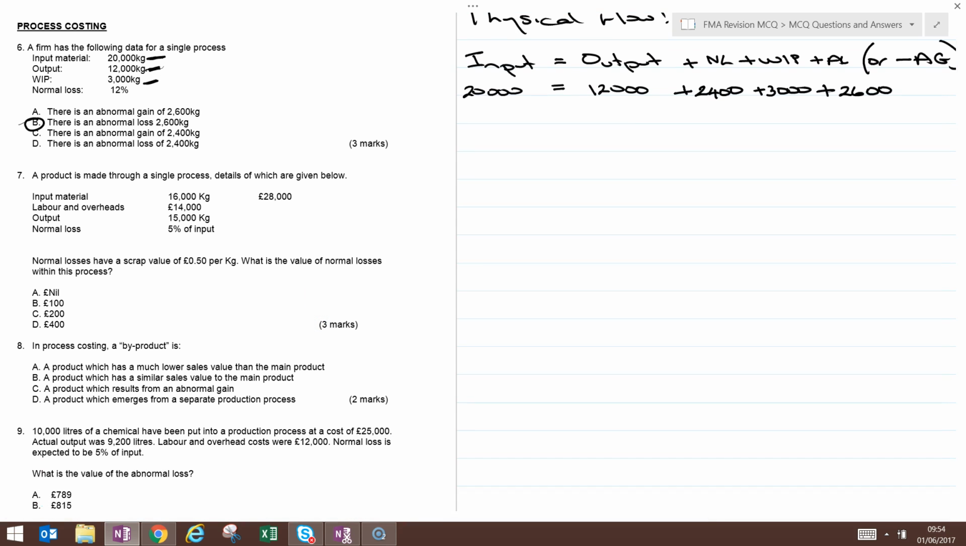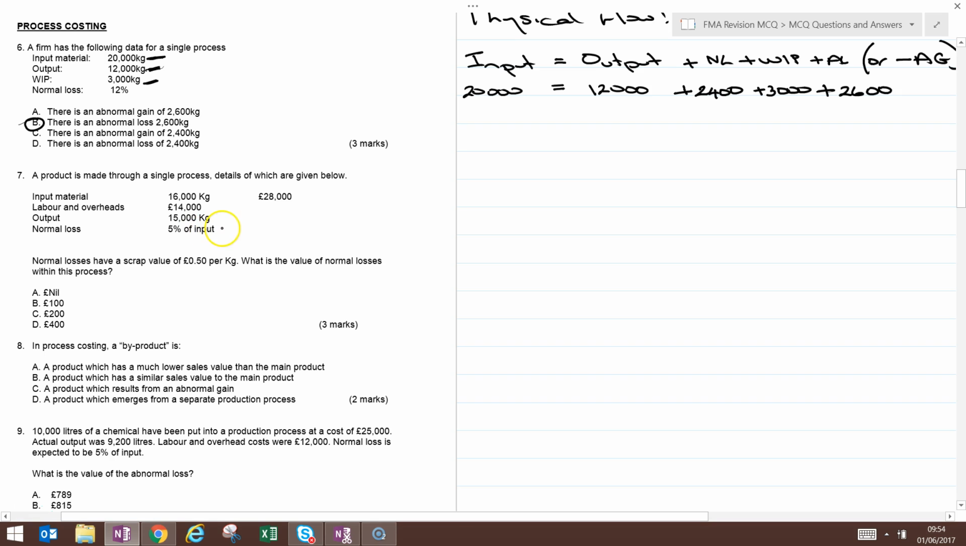Right, question 7. Products made through a single process. We've been given details. Normal losses have a scrap value of 50p per kilo. What is the value of the normal loss within this process? So we need to work out firstly what the normal loss is. There's lots of information given in this question that we don't actually need, and that will happen sometimes. It's testing to see if you can pick out just the relevant information.